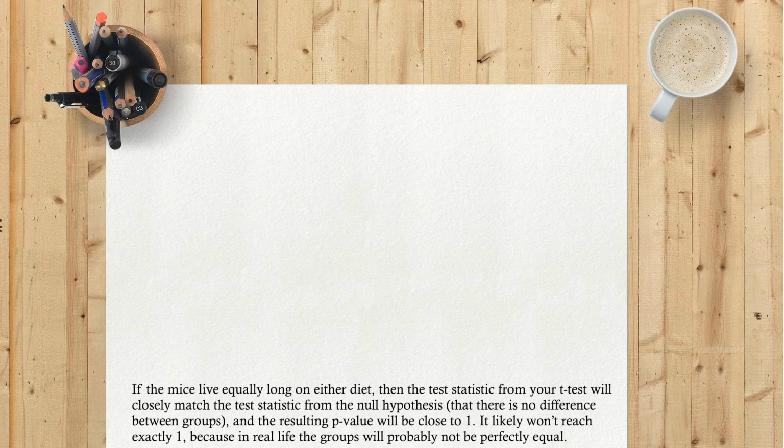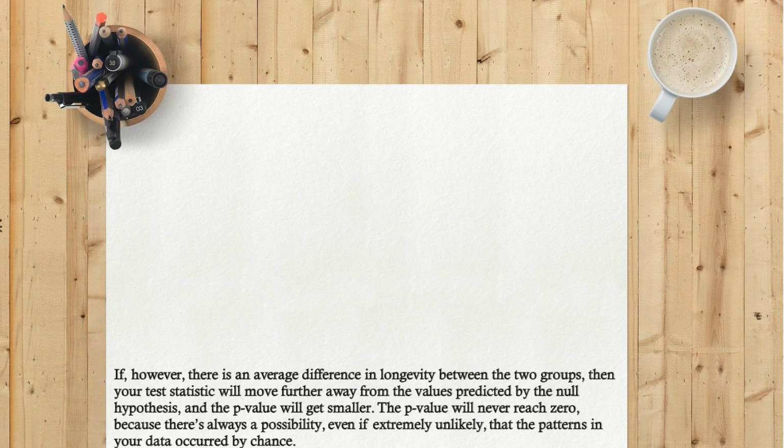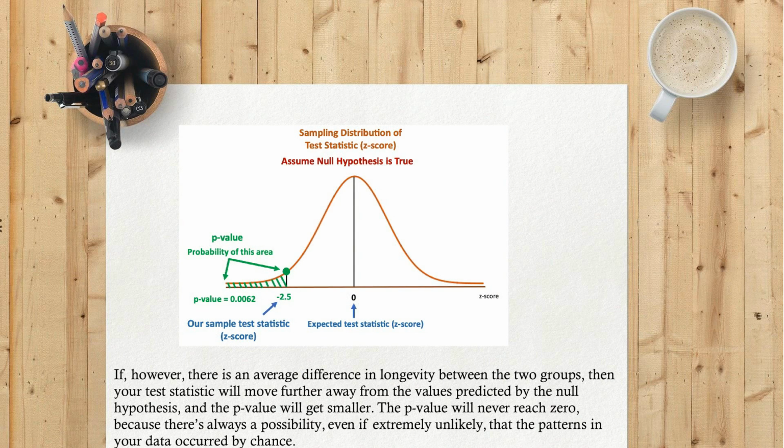If the mice live equally long on either diet, then the test statistic from your t-test will closely match the test statistic from the null hypothesis, that there is no difference between groups, and the resulting p-value will be close to 1. It likely won't reach exactly 1, because in real life, the groups will probably not be perfectly equal. If, however, there is an average difference in longevity between the two groups, then your test statistic will move further away from the values predicted by the null hypothesis, and the p-value will get smaller. The p-value will never reach zero, because there's always a possibility, even if extremely unlikely, that the patterns in your data occurred by chance.